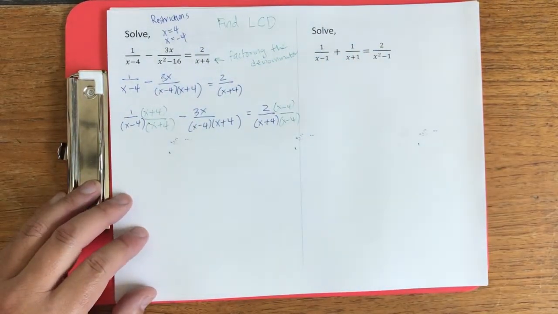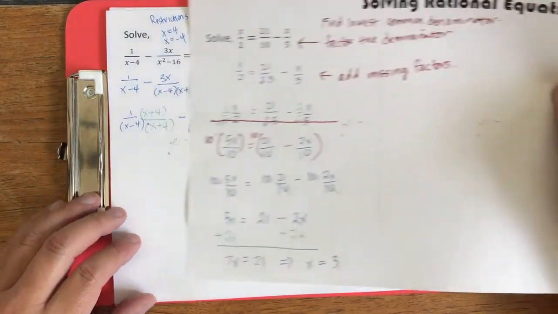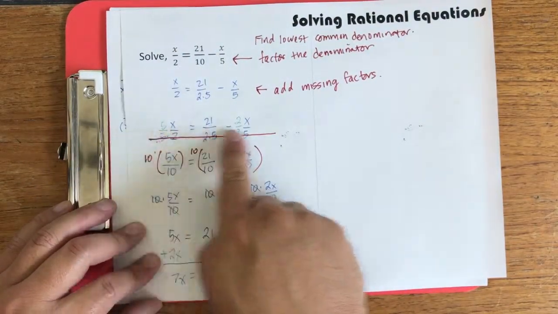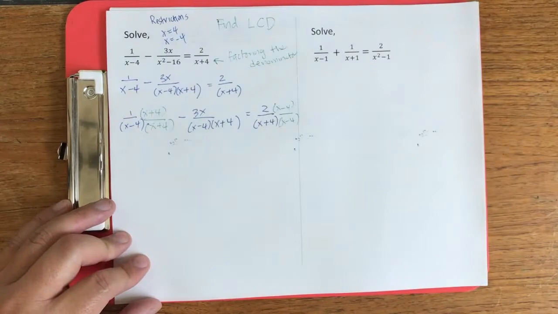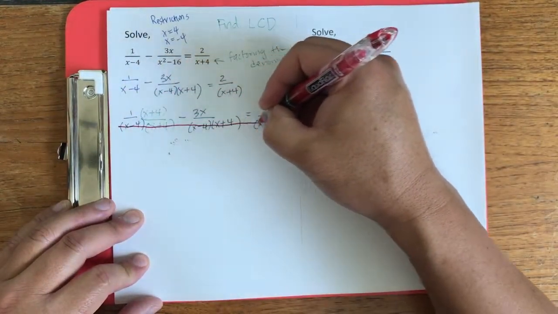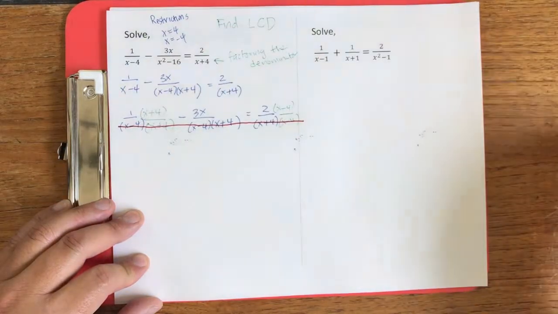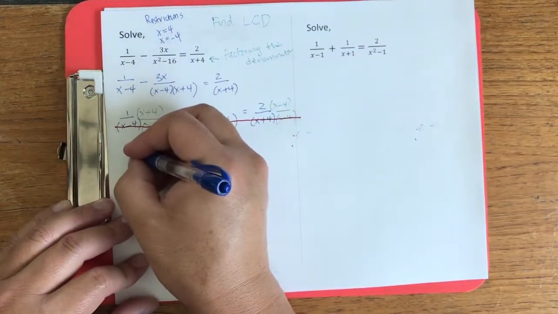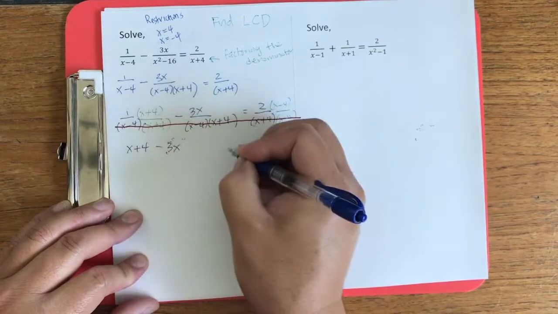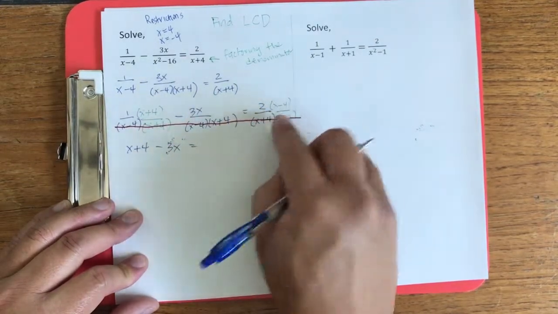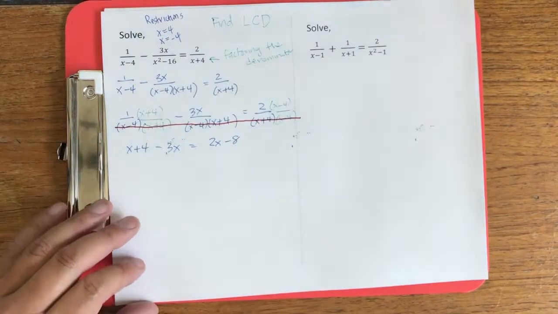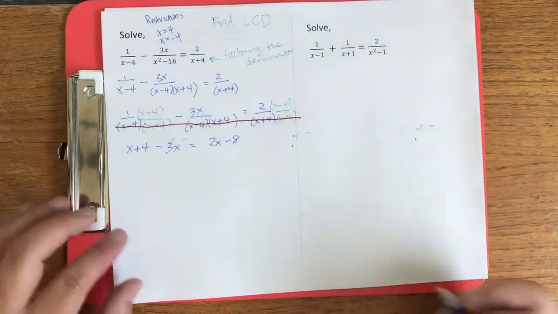Okay. Now, we can see in the problem before that when we have a common denominator, we can just cross out the denominator. So in this case, we will cross out the denominator. And now what I'm solving is just whatever's in the numerator. And then let's distribute that. And now we just have a linear equation that we have to solve.